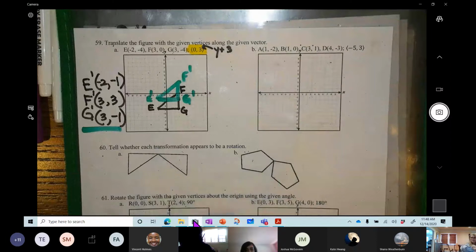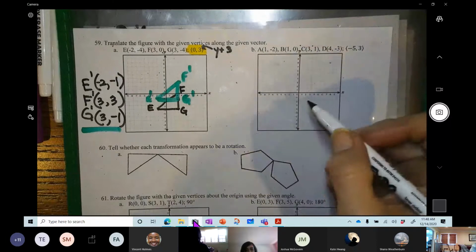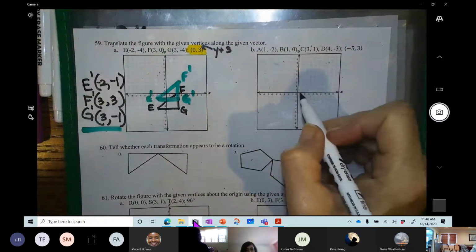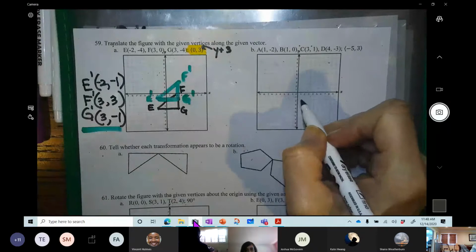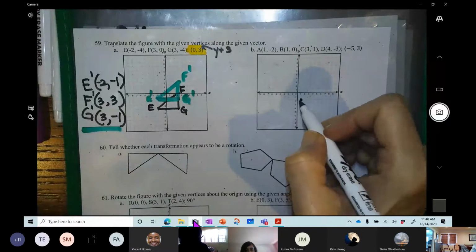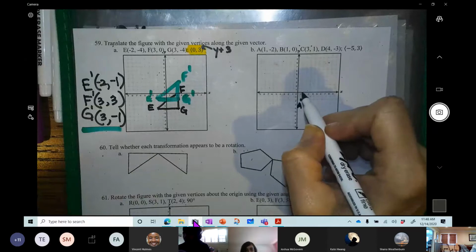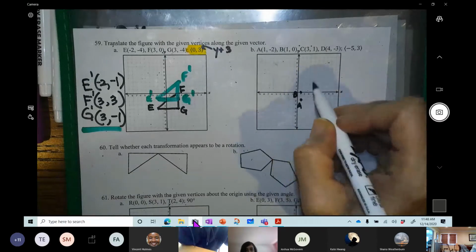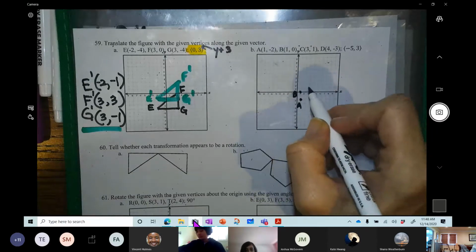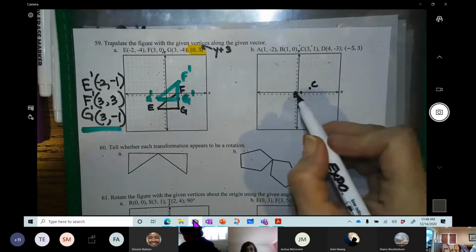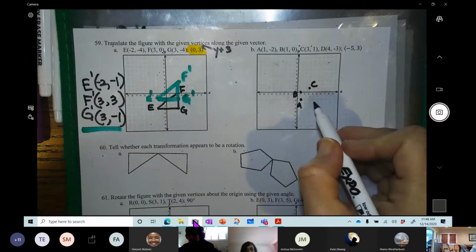So I'm just going to go along pretty quickly on this one. Let me check my time. 11:48. Okay, I think I'm okay. So A is 1, -2. B is 1, 0. C is 3, 1. D is 4, -3.